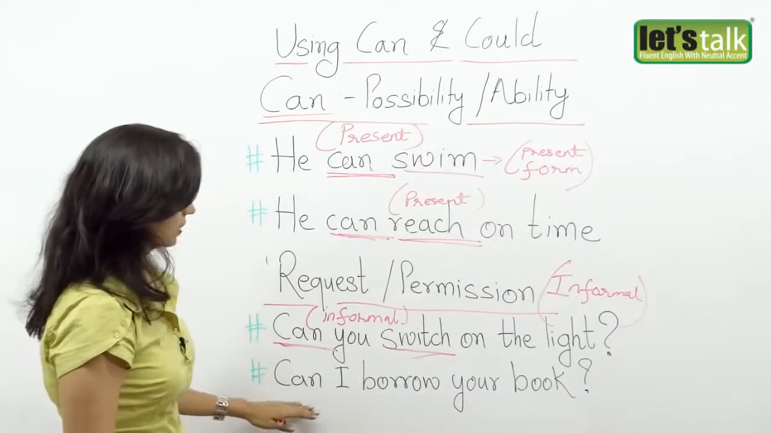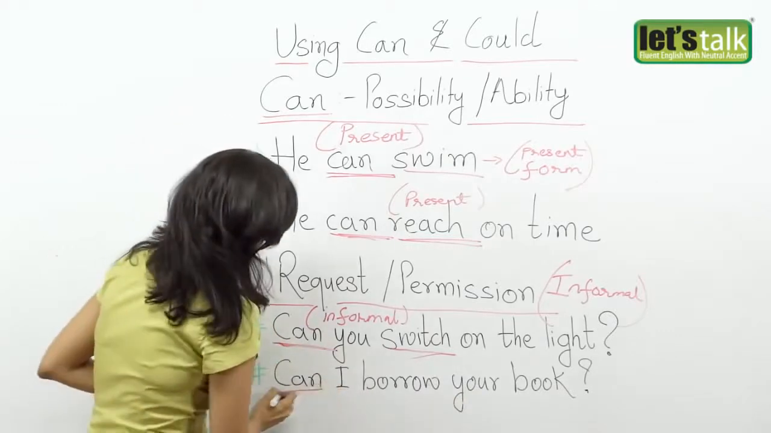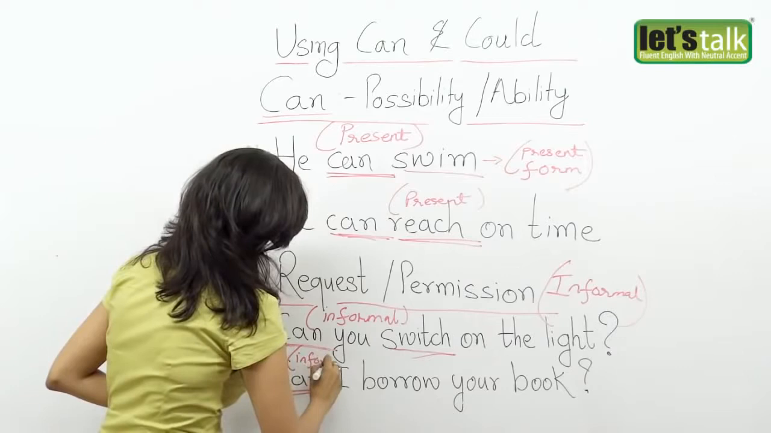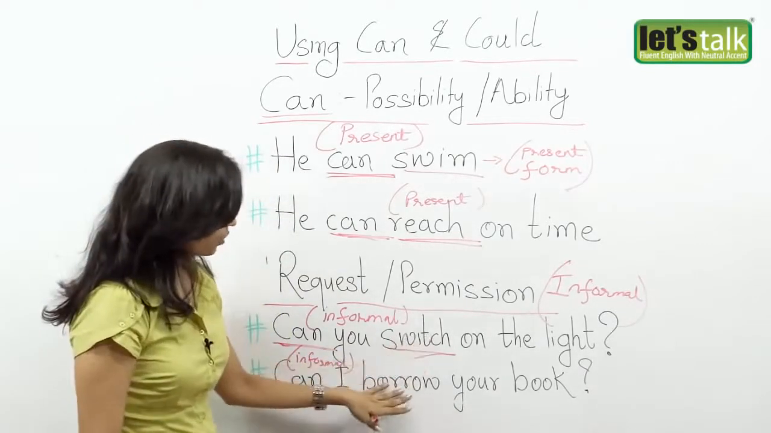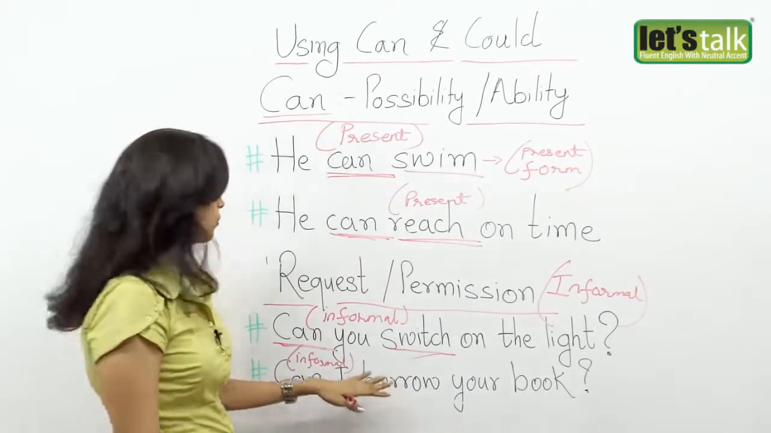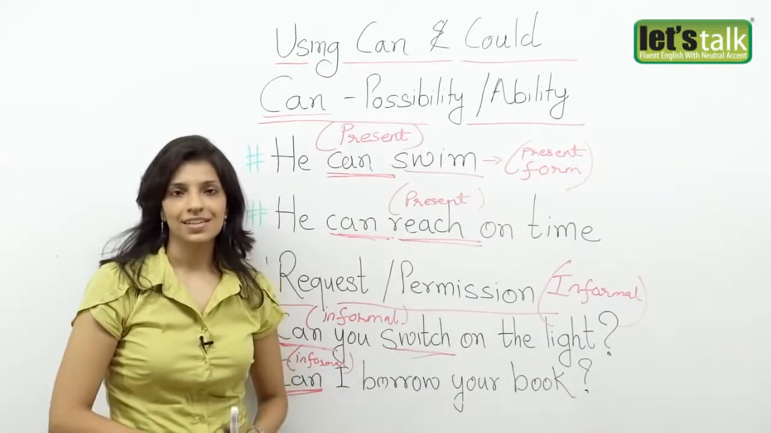In my next example, can I borrow your book? So again, in a very informal way you're asking, can I borrow your book? So again, like you can see, borrow is the verb that follows can, which is in the present form. So when you want to make an informal request or permission, you can use can.